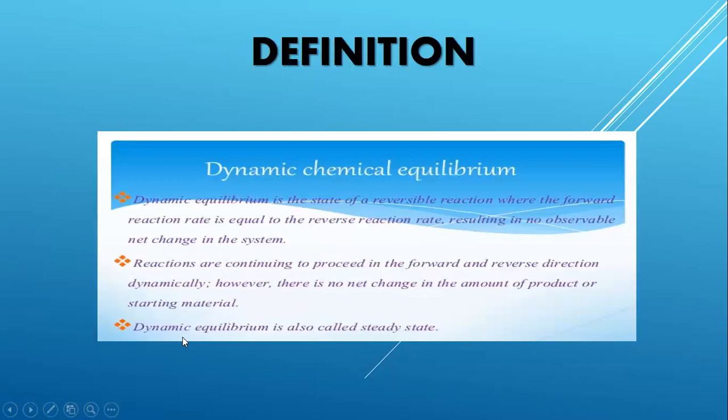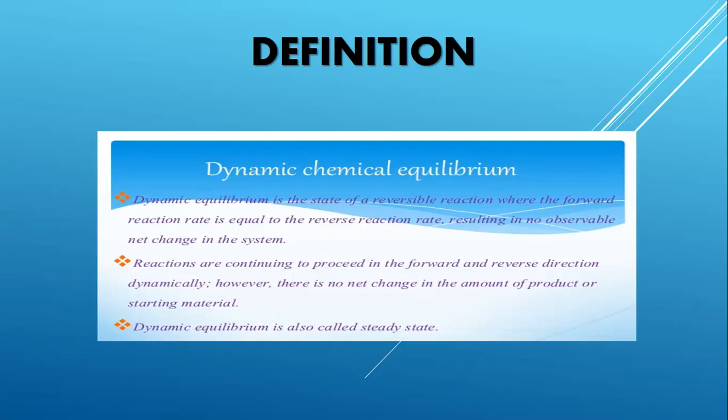The next is dynamic equilibrium. Dynamic equilibrium is basically a state of reaction in which the forward reaction is exactly equal to the backward reaction, at the same rate, with no change in the system. That is, forward and backward reactions occur simultaneously at the same pace, and there is no observable net change in the system. The reaction is continuously proceeding in both directions dynamically, but there is no net change in the amount of product or reactant. Dynamic equilibrium is called a steady state.